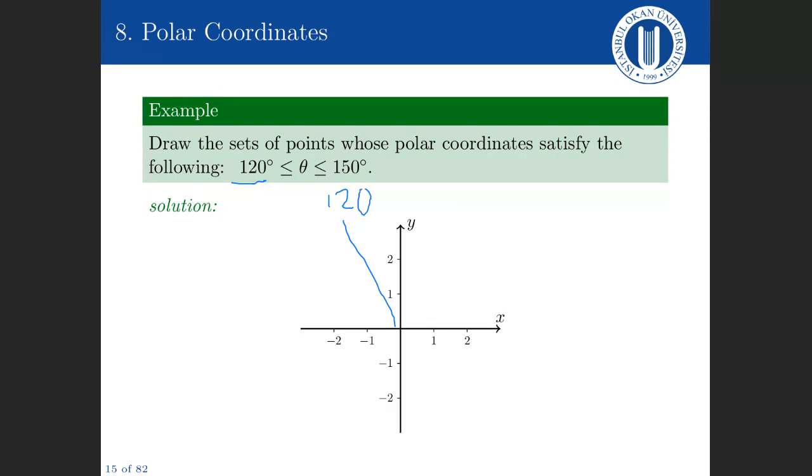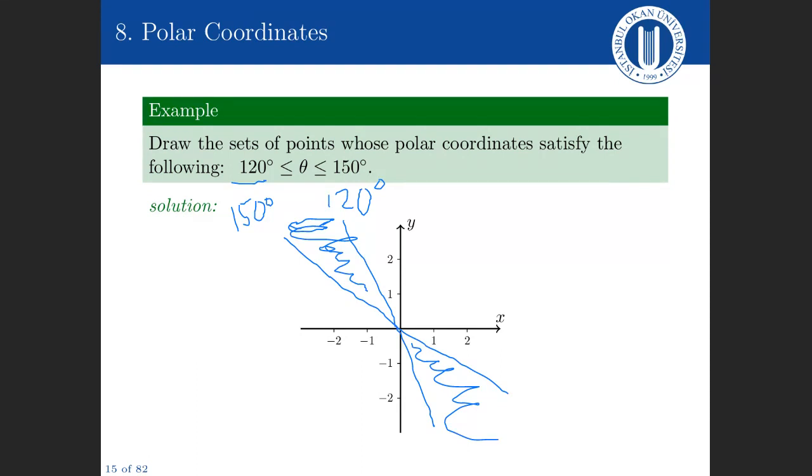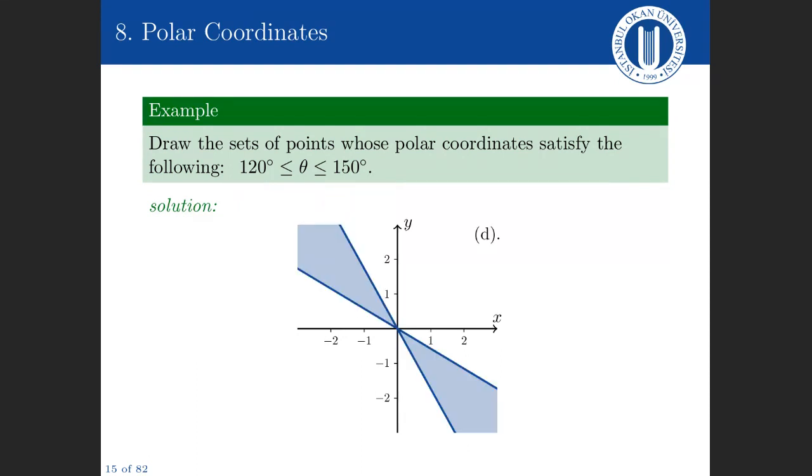There's 150. 150 should have another 30 degrees, like this. This is 150 degrees. And we're interested in the set of points which are between these lines. So we can colour it in, this part and this part. Let me use the computer now. Here we are.